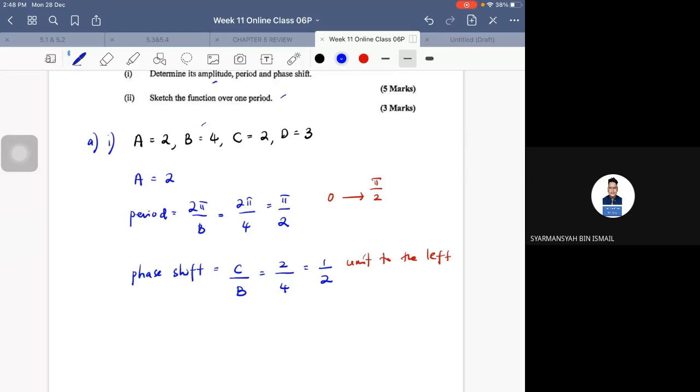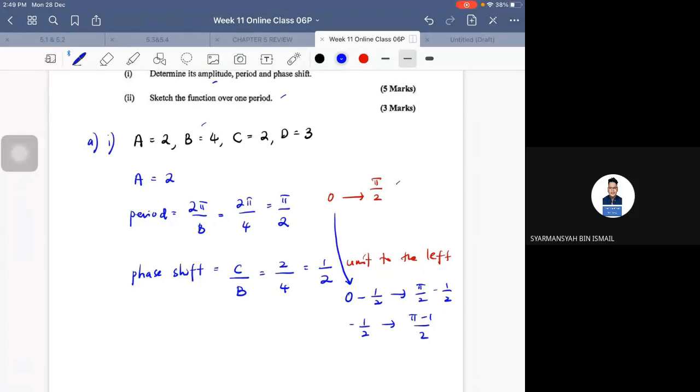So now instead of starting dekat 0, the new starting point is going to be kosong tolak setengah. And dia end dekat mana? Dia akan end dekat pi over 2 tolak setengah. So basically our graph dia akan start dekat negatif setengah. Dia akan stop dekat pi tolak 1/2. So that is going to be our new starting and ending point for the graph sebab kita ada phase shift.